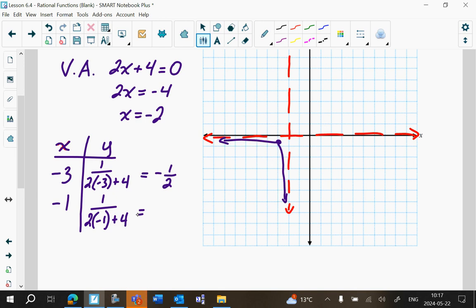If you pick a point 1 on either side, and if you figure out this one, this is going to be the same answer but positive, because it reflects. 1/2 right there. It's going to look like that.